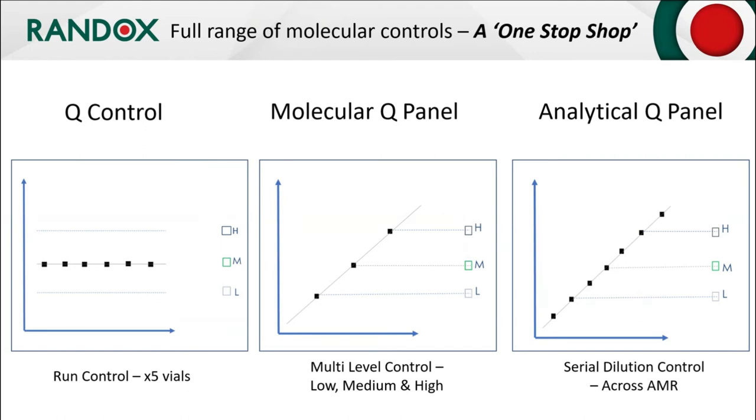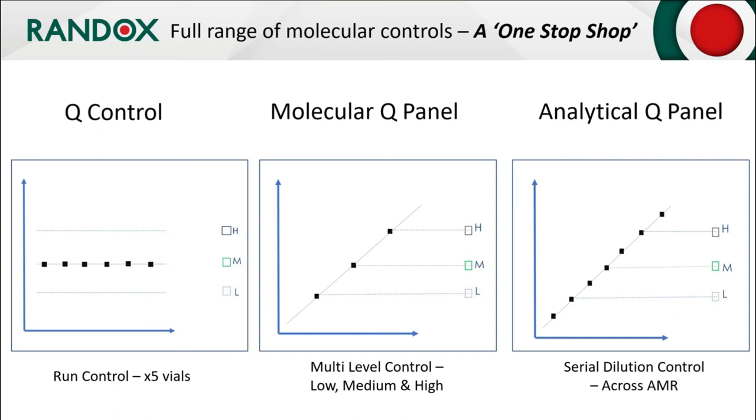Obviously, some tests are quantitative, and for those assays, we offer molecular Q panels. Molecular Q panels have a low level, a medium level, and a high level. The design of these panels is to ensure that on a quantitative assay, you can ensure there's consistency over time across the measuring range, at the low level, at the medium level, and at the high level.